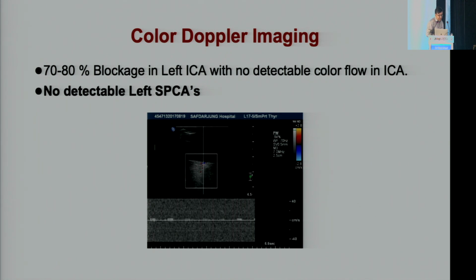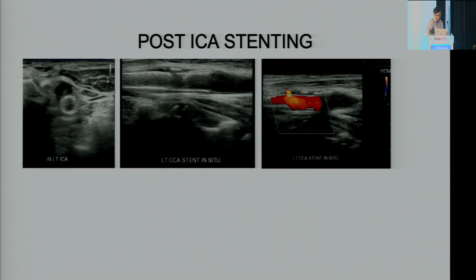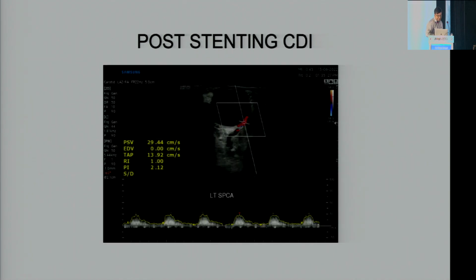So 2 or 3 times it was tried to get some SPCA waveforms, but not on the nasal or the temporal side. We are not getting any of the SPCAs. The carotid Doppler was done, and there was a blockage. The patient was sent to the cardiological department. I always complete a triad here. So the patient was sent there, and then stenting was done, and the patient was again sent to the radiology department for the repeat ocular Doppler.